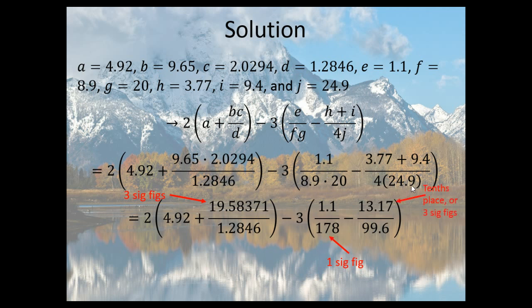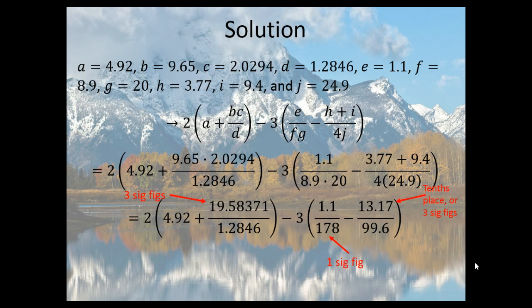Meanwhile, the 13.17 right here, this was a sum. Remember, when you're dealing with sums and differences, you're looking at decimal places, the precision, not the significant figures. This 3.77, this is good to the hundredths place. This 9.4, this is good to the tenths place. Add them together, the answer is going to be good to the tenths place, which turns out to be 3 sig figs. That's something we're going to keep in mind, because the next thing we're about to do is a division problem.